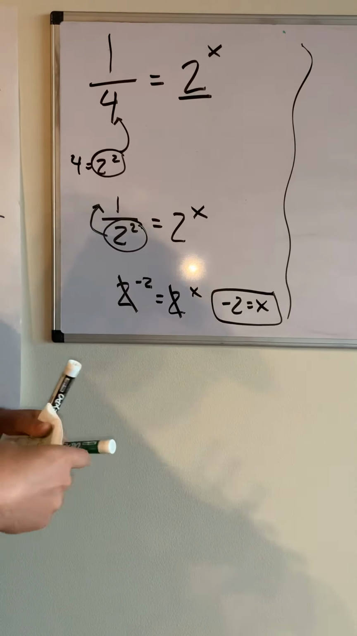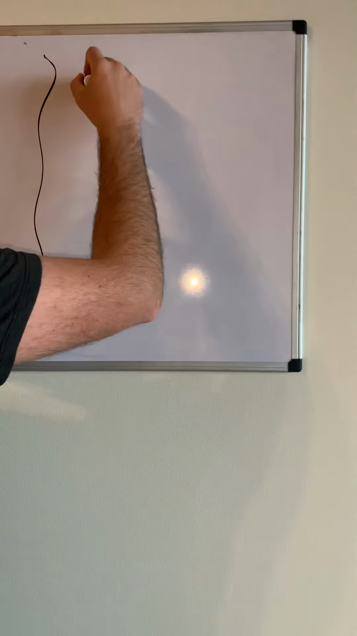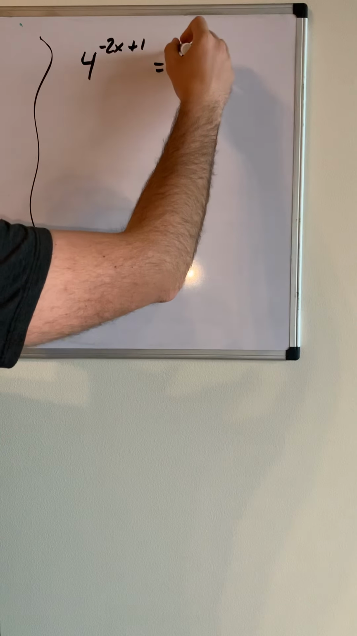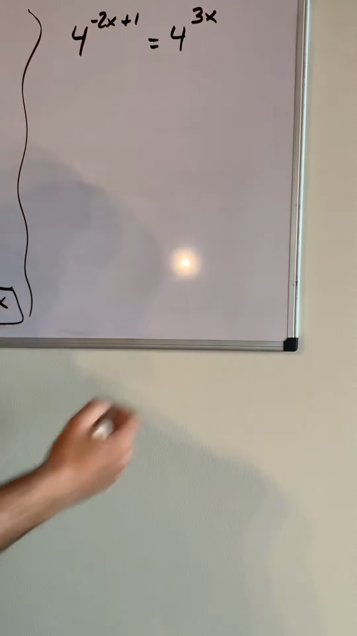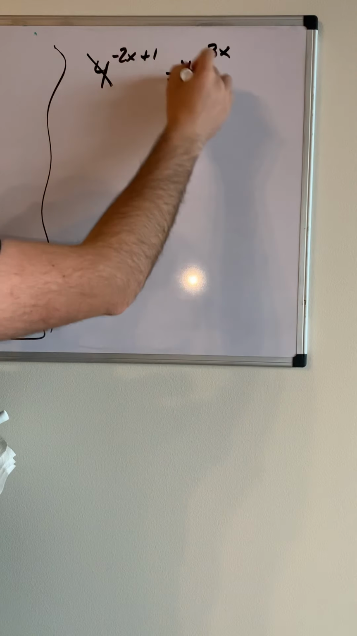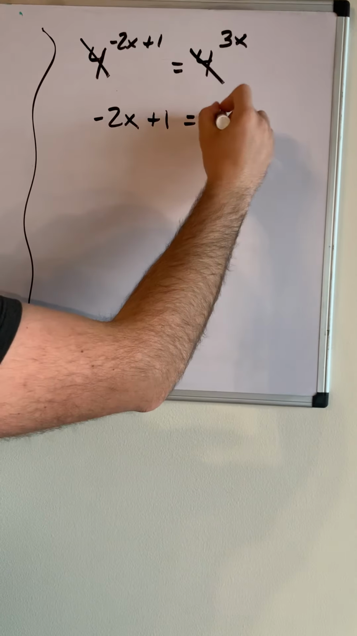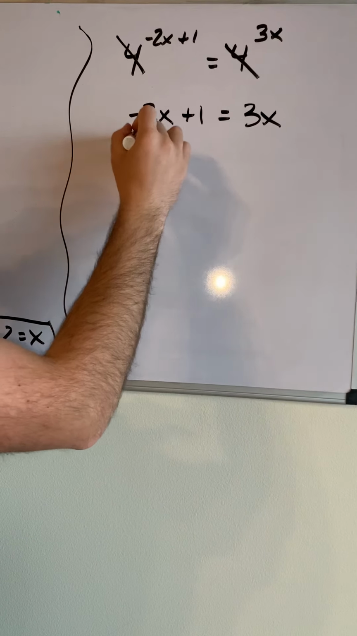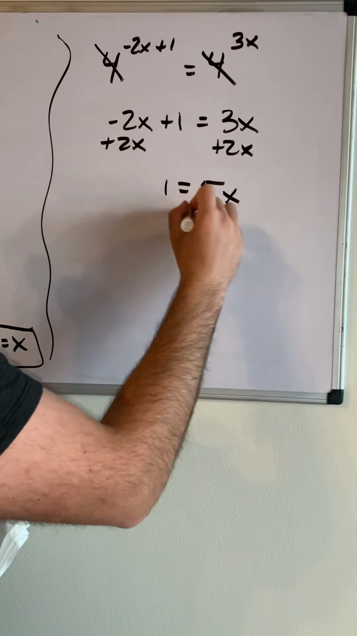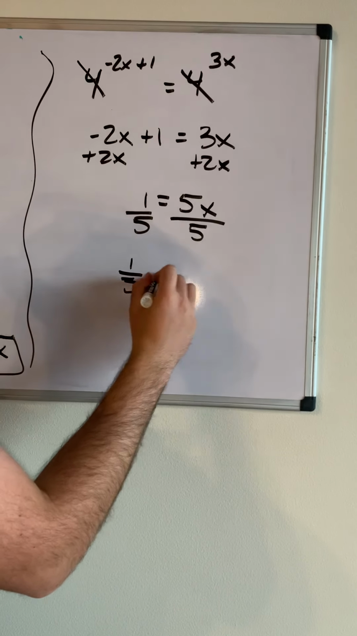All right, just a few more examples. We got 2 more examples. This one, 4 to the negative 2x plus 1 equals 4 to the 3x. These are nice ones because your bases match, so you can cancel, and I would get negative 2x plus 1 equals 3x. Add my 2x over. 1 equals 5x. Divide by 5. 1/5 equals x.